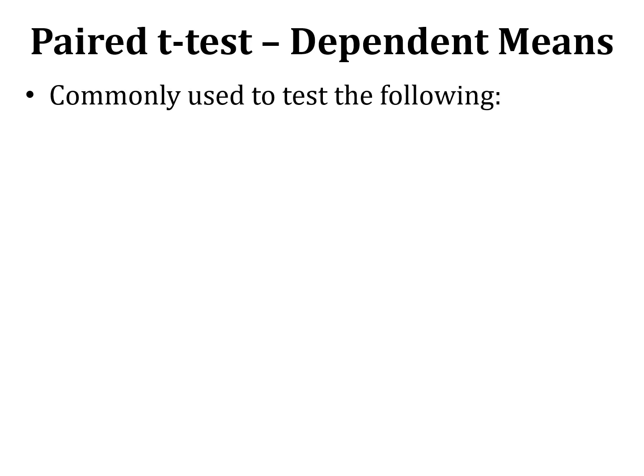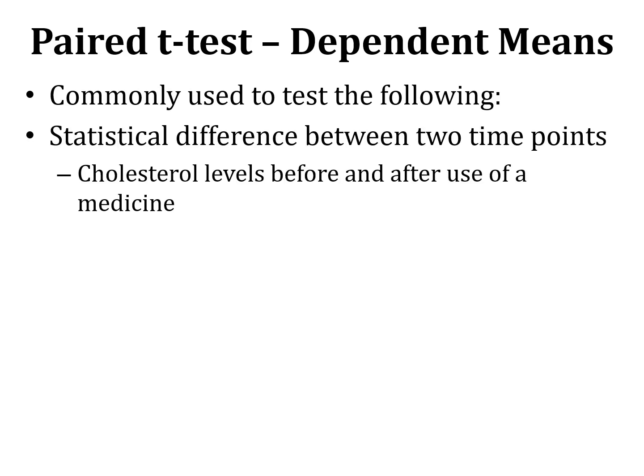Now this test is commonly used to test the statistical difference between two time points. For example, we have cholesterol levels before and after the use of a medicine. In this case, we are talking about an intervention study in which we have some individuals who suffer probably from a high cholesterol level, and we want to try a new drug on those patients. So we are going to take their cholesterol levels before the start of the treatment, and then we are going to take their cholesterol levels after the application of the medicine, after a few weeks or after a few months.